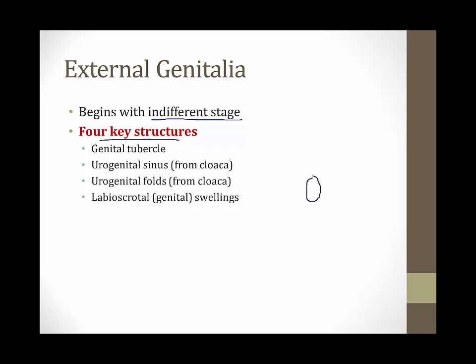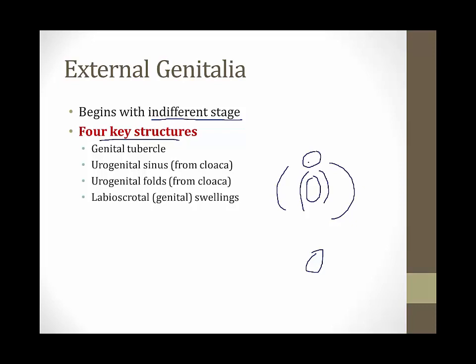We talked about this before. This is the opening to that sinus that comes from the cloaca when it divides to form the anus, which will be somewhere down here, and another opening up above, which is the urogenital sinus. Around the urogenital sinus, there are folds of tissue called the urogenital folds that also come from the cloaca. Above the sinus, there's a small nodule of tissue, which is called the genital tubercle, and then surrounding the urogenital folds, there are swellings called labiosacral or genital swellings.